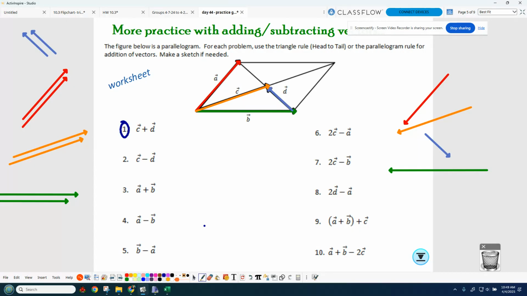Okay, number one. Are they added correctly visually on the board right now? No. What do I need to do? You need to put one of them at the end of the other. So do I pick up the blue or do I pick up the orange? He says it doesn't matter. Okay, so pick one. Pick a color.